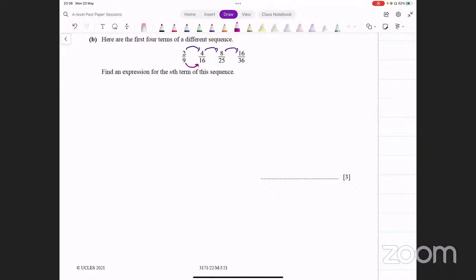9 16 25 36. Again, does that remind you of something? 9 16 25 36. These are all square numbers. 9 भी स्क्वायर है, 16 भी स्क्वायर है, 25 भी स्क्वायर है, 36 भी स्क्वायर है. तो आप दोनों न्यूमरेटर और डिनोमिनेटर को अलग अलग से सोचें. ठीक है. अब इसका तरीका क्या होता है?